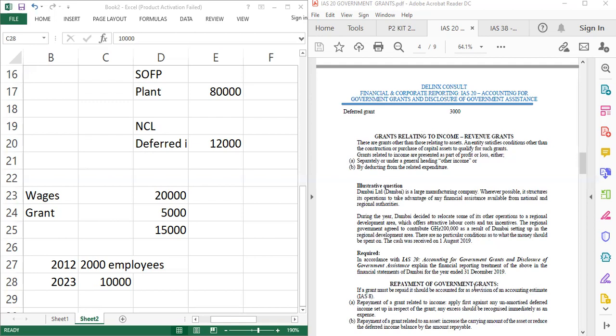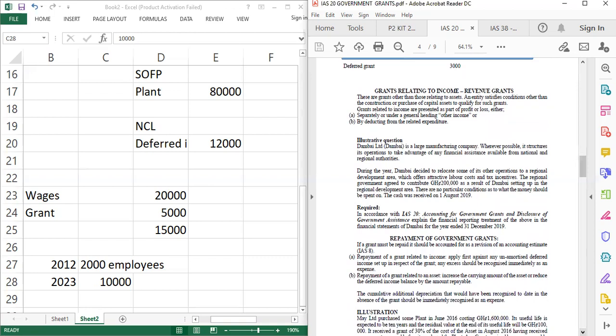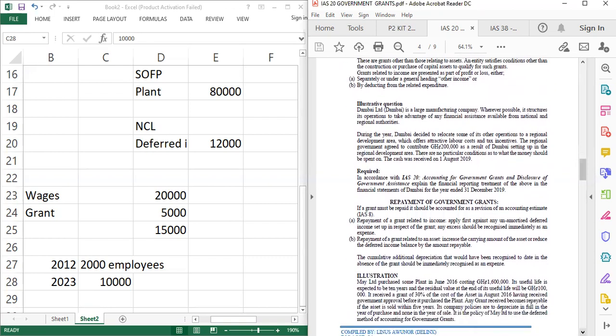That is about revenue grants. Let's look at repayment of grants. Then we pick maybe 2 questions on grants. Then we are done. All right.